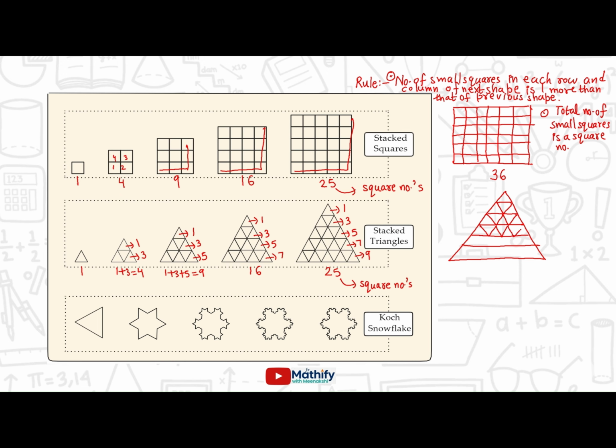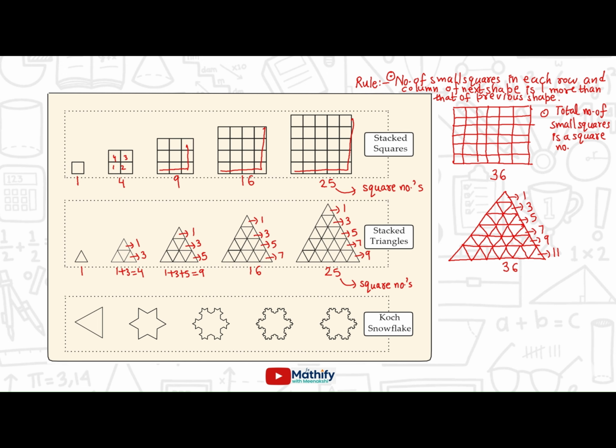You will draw a design like this: one triangle, then 2, then 3. Then you will get the number of triangles as odd numbers. Here, one triangle, second row three triangles, then five triangles, then seven triangles, then nine triangles, and then 11 triangles. And if you add 1 plus 3 plus 5 plus 7 plus 9 plus 11, you will get 36.